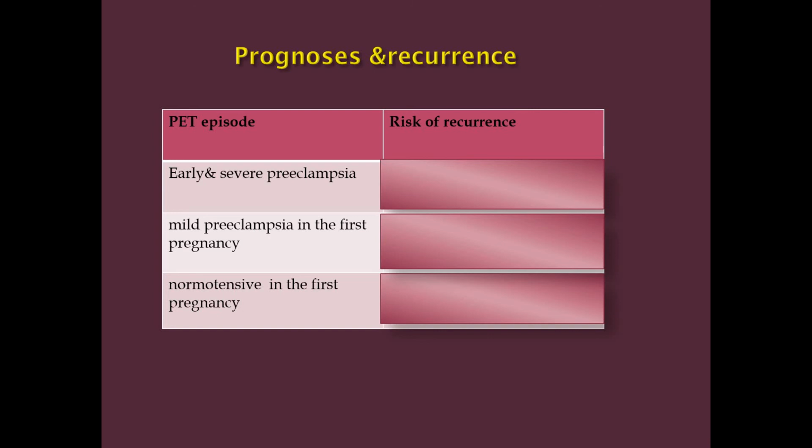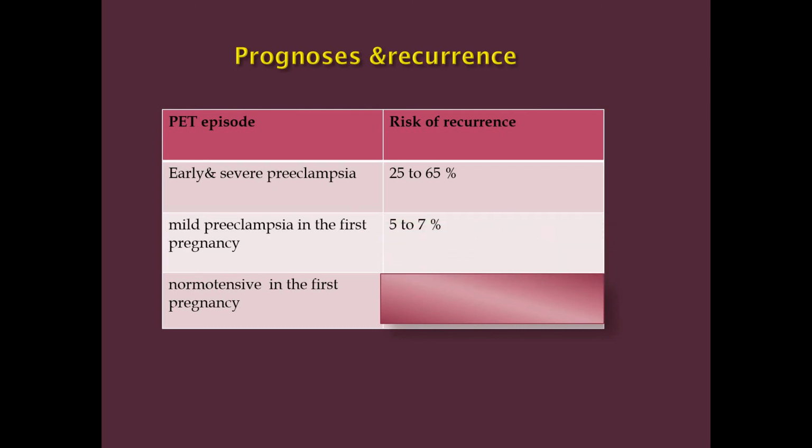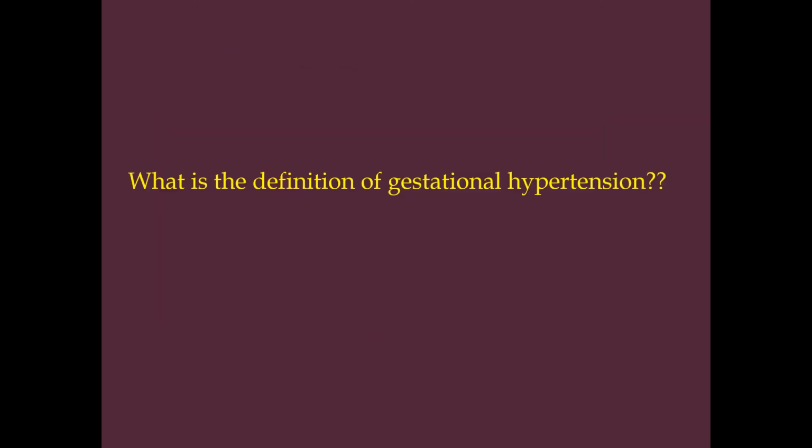Prognosis and recurrence. For patients who have early and severe preeclampsia, the risk of recurrence is 25 to 65% in the next pregnancy, whereas patients with mild preeclampsia in the first pregnancy have a risk of developing preeclampsia of 5 to 7%. A patient who is normotensive in the first pregnancy has a chance of developing preeclampsia of less than 1% in consequence.